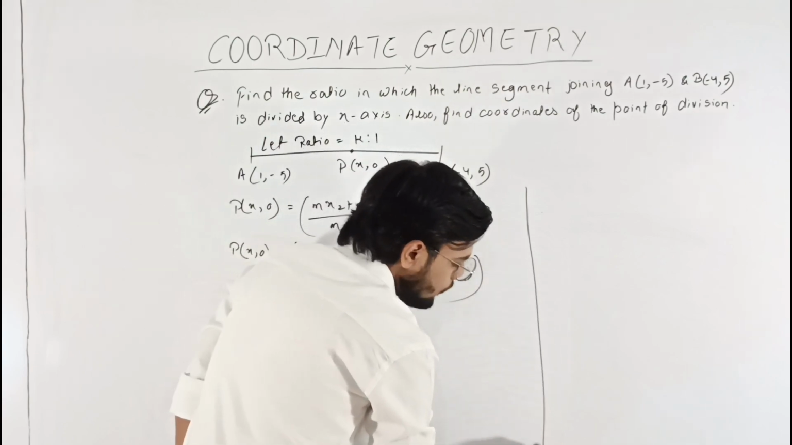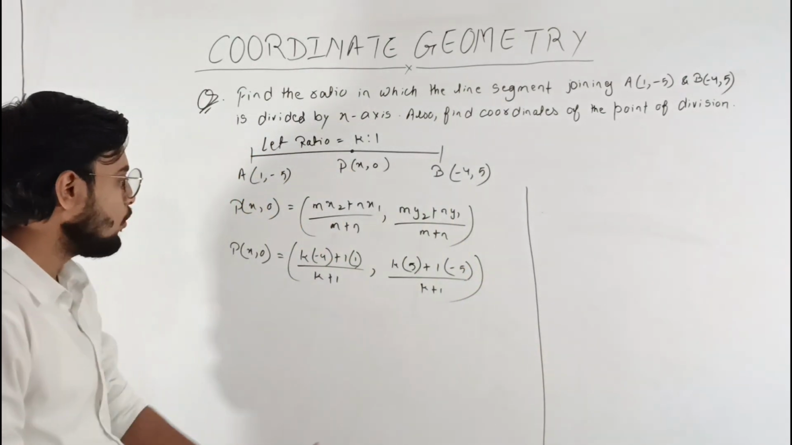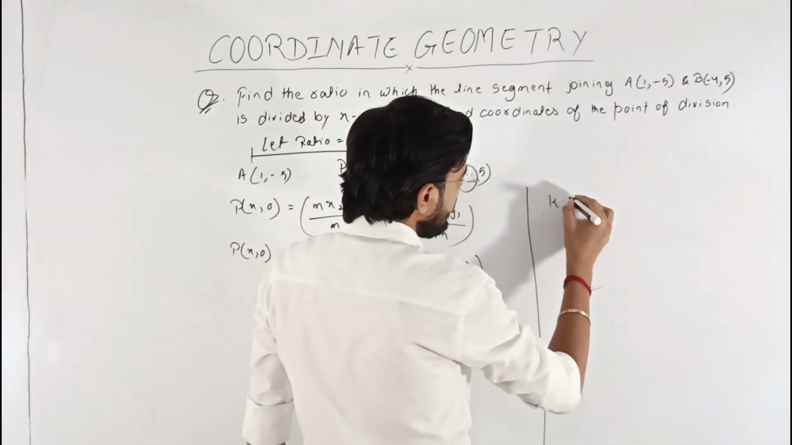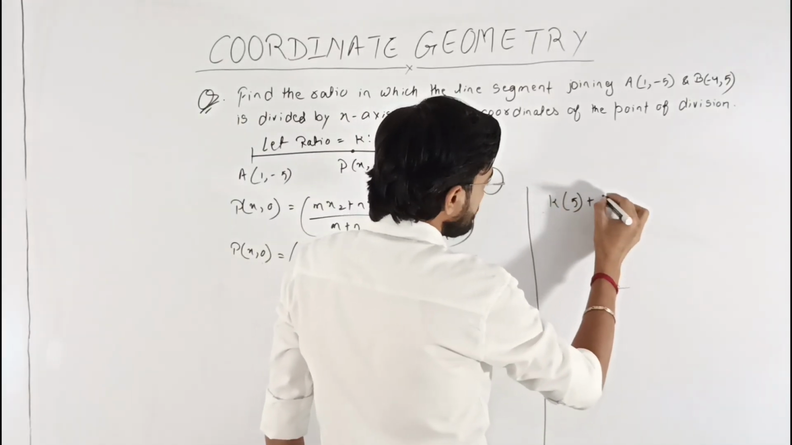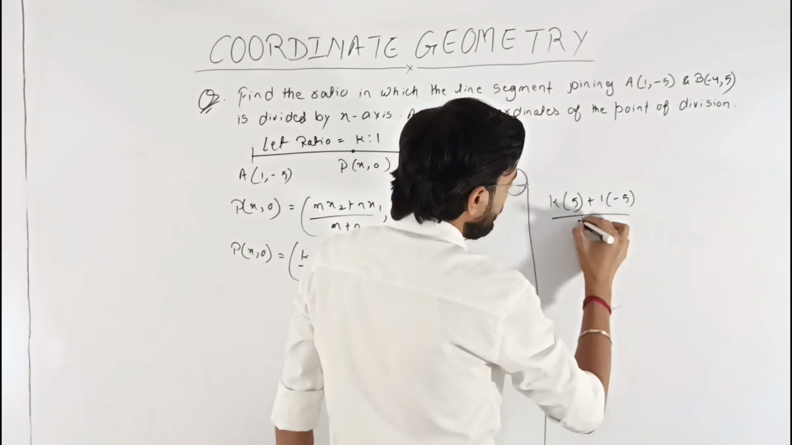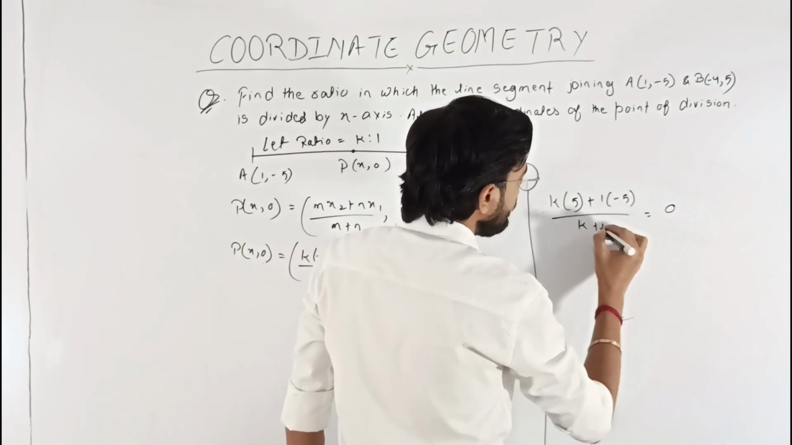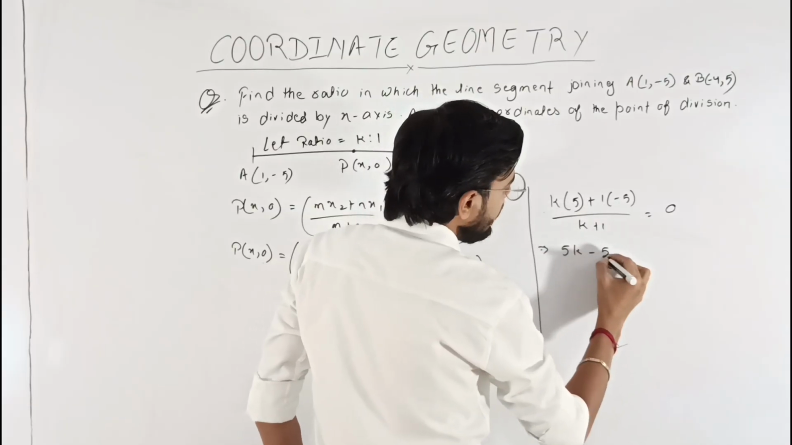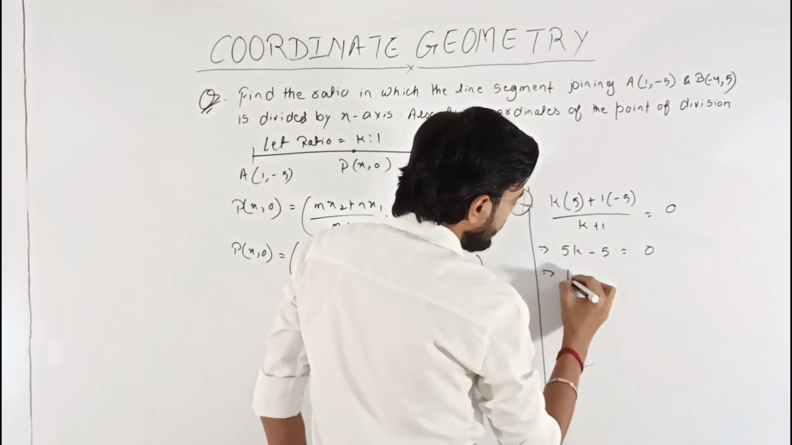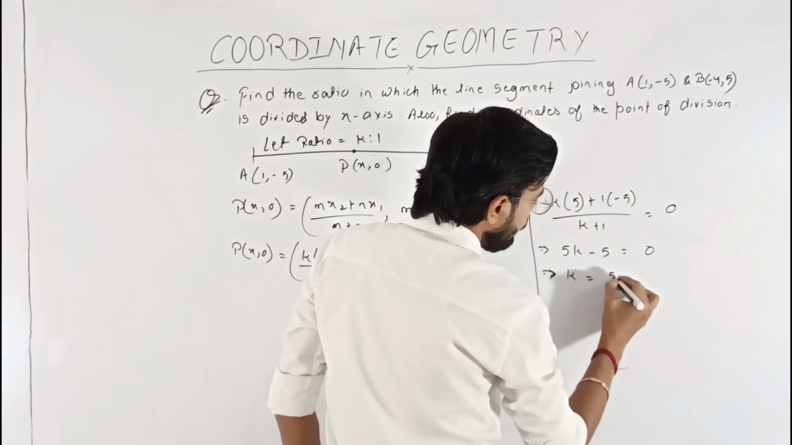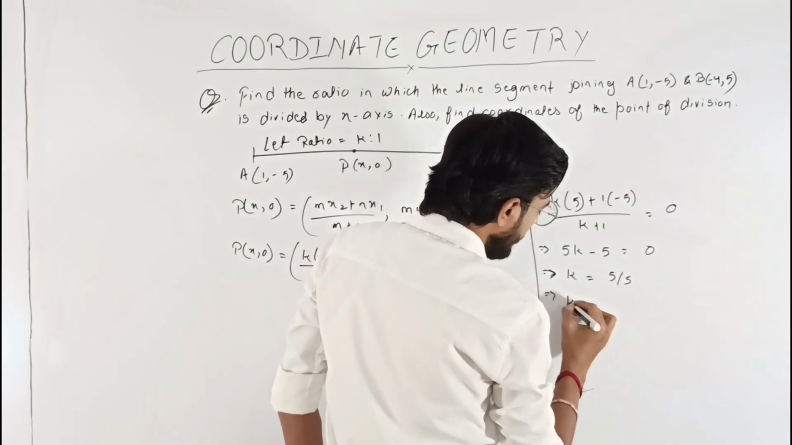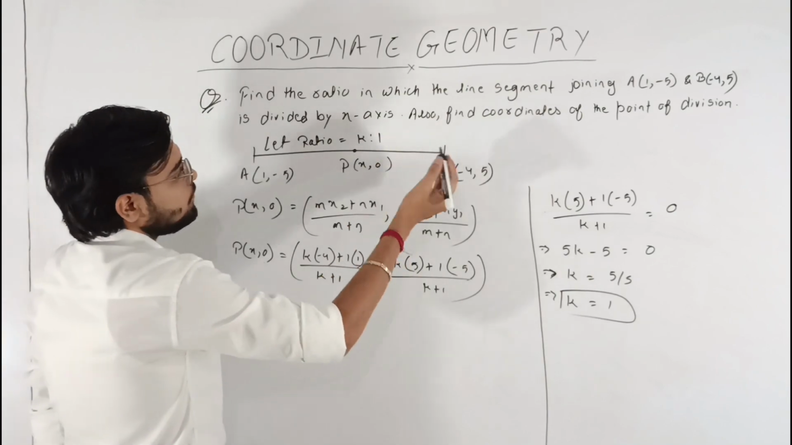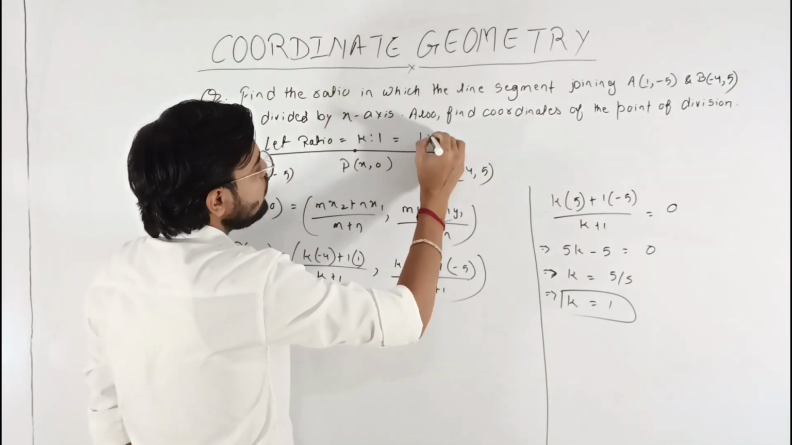So from here, first we find the value of k. How? Look, this is the y coordinate, and the y coordinate is 0 here, so (k times 5 plus 1 times minus 5) upon k plus 1 is equal to 0. So from here, this is 5k minus 5 is equal to 0. Then from here, k is 5 upon 5, so k is 1. Now k is 1, so what is the ratio? The ratio is k is to 1, which means 1 is to 1.